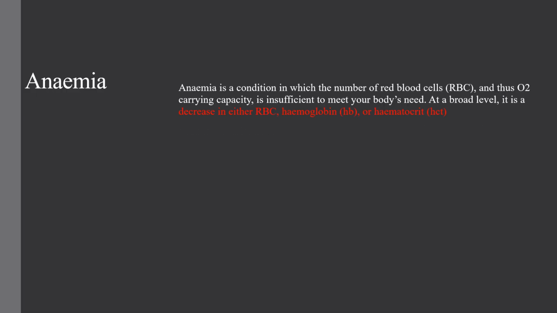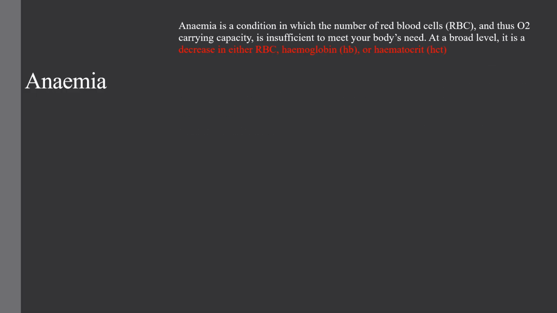So let's start off with anemia. Basically, anemia is a condition in which the number of red blood cells, and thus your oxygen carrying capacity, is insufficient to meet your body's needs. So at a broad level, you're going to see a decrease in either your RBCs, red blood cells, hemoglobin, or hematocrit, or you might see a combination of pretty much all three.